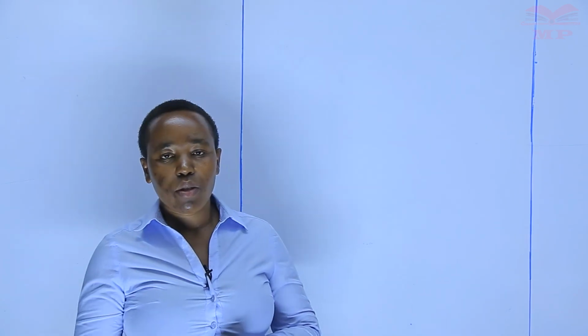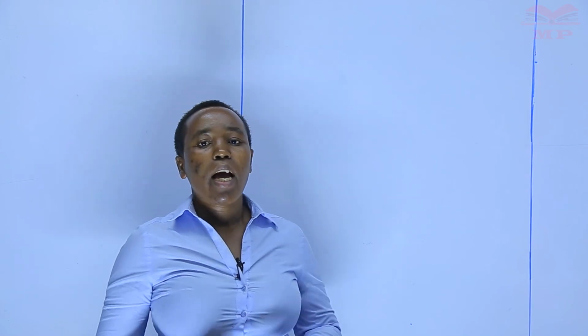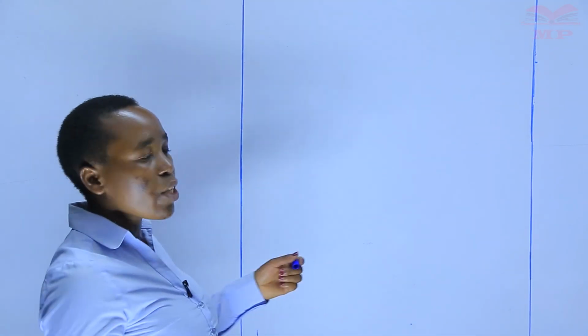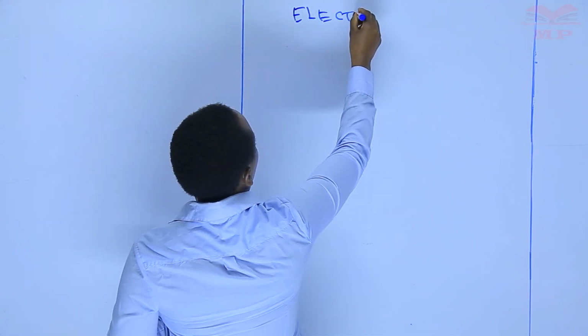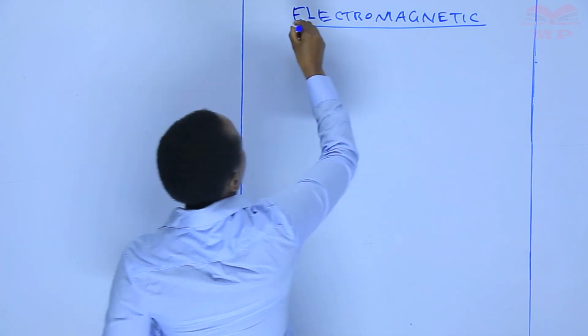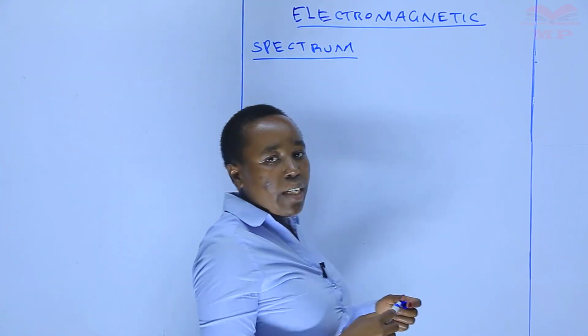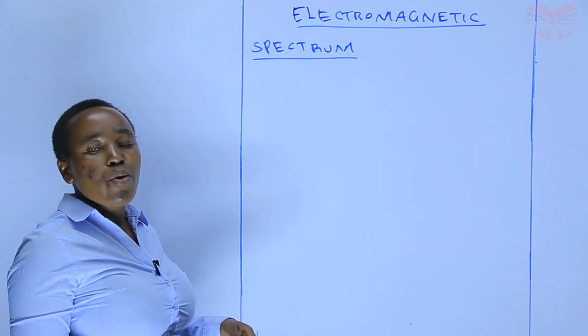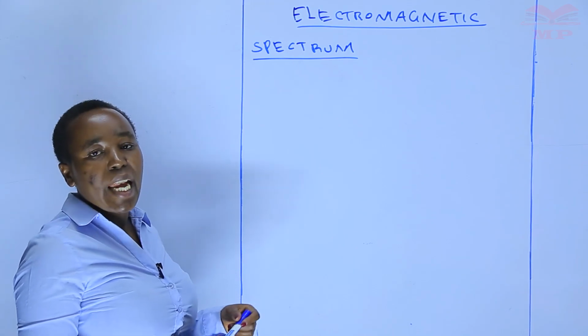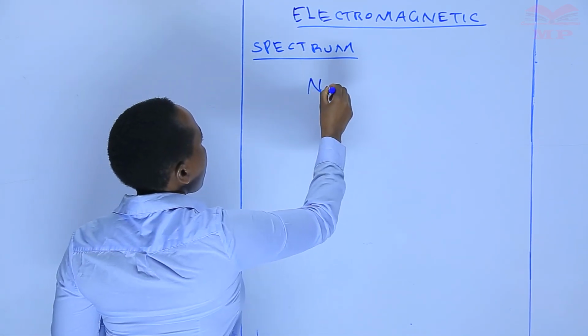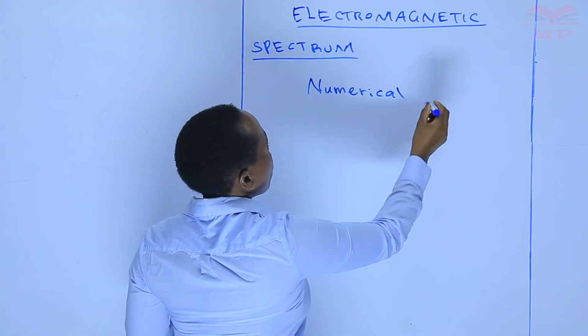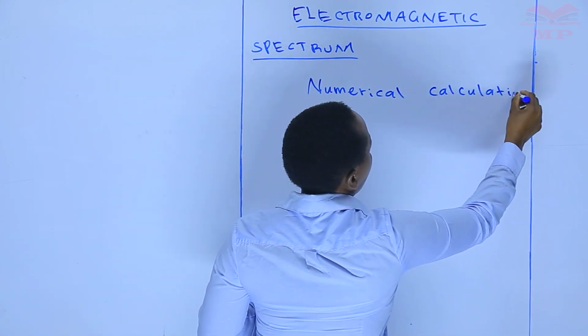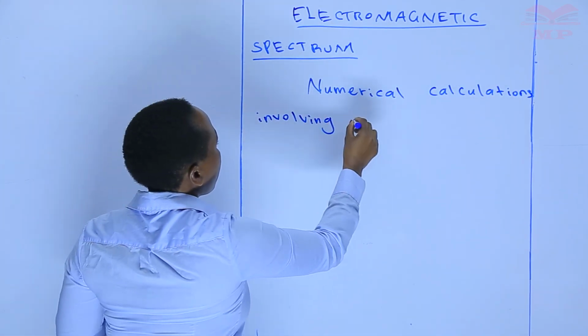My name is Purity Anzelimo, and the subject of our lesson today is physics, and it's a continuation. We'll continue with the topic in Form 4, that is electromagnetic spectrum. That's our topic, electromagnetic spectrum. And during this lesson today, we'll look at numerical calculations involving energy.